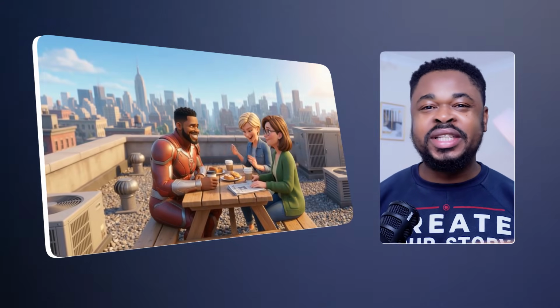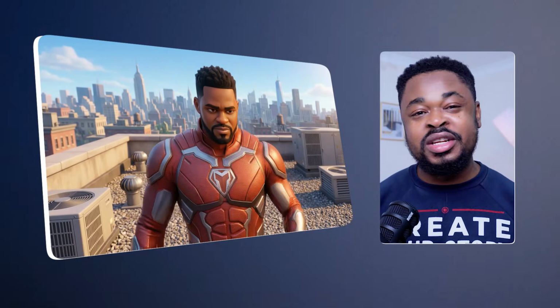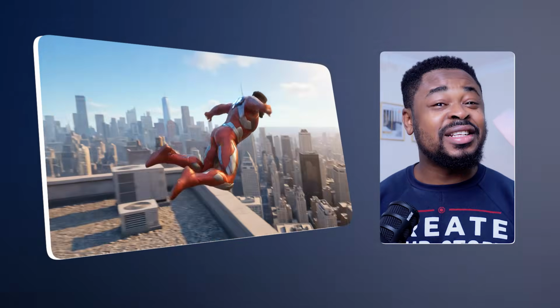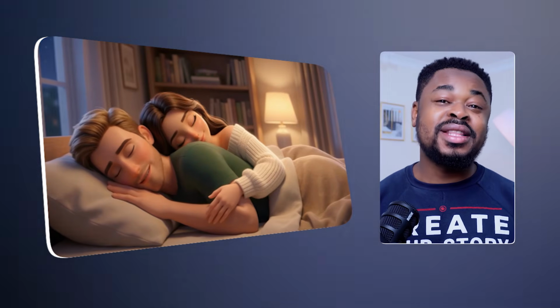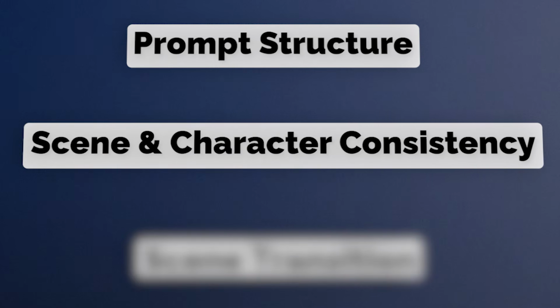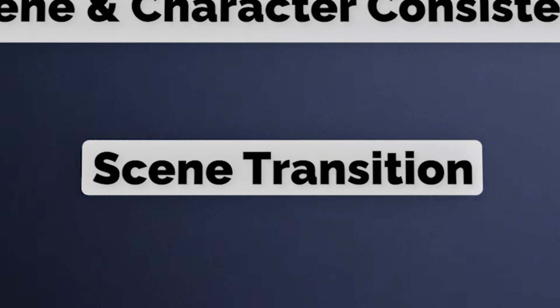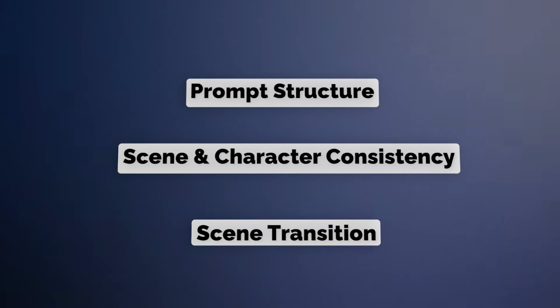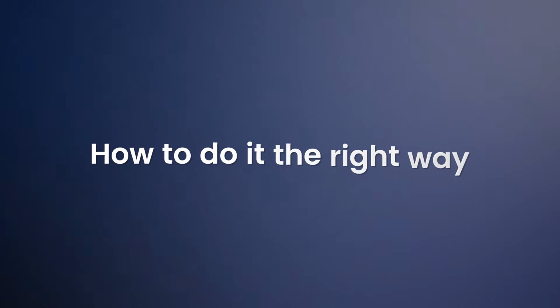It is now easy to create clean 3D animated videos with the new Kling 3.0 inside Keoo AI, but unless you master these three things, you will not get it right: the prompt structure, the scene and character consistency, and the scene transition. With these three things, you'll be able to create 3D animated videos like a pro. And in this video, I'll show you step by step how to do it the right way.